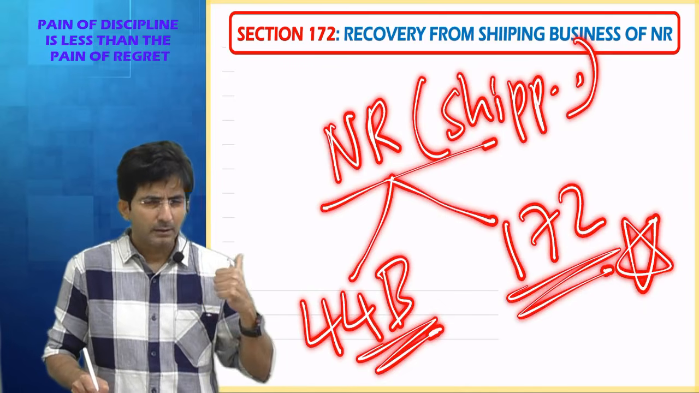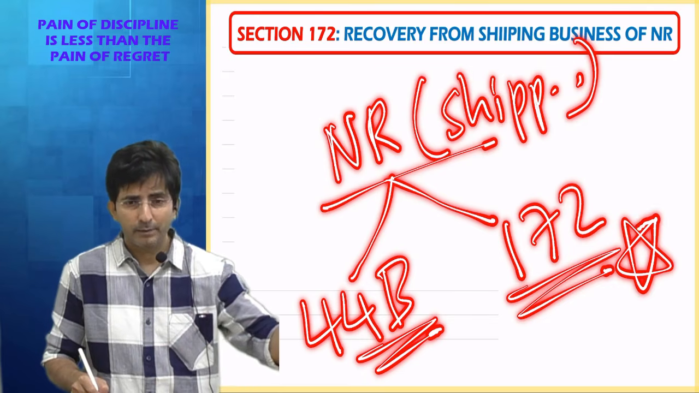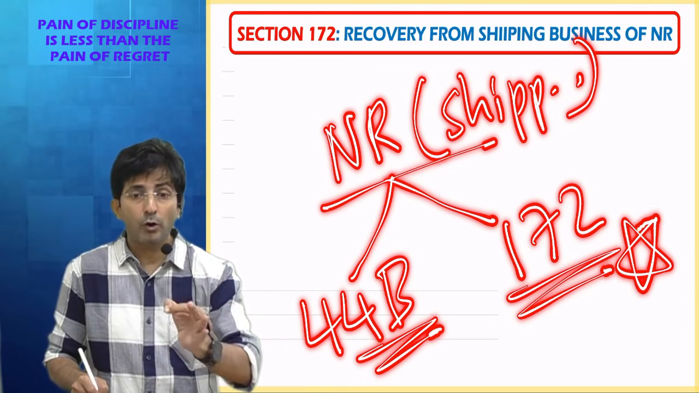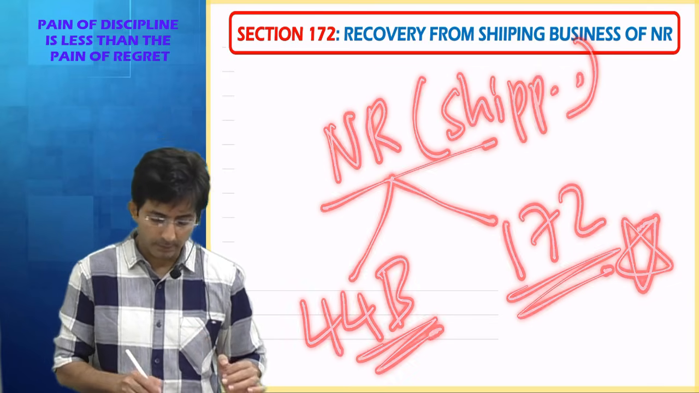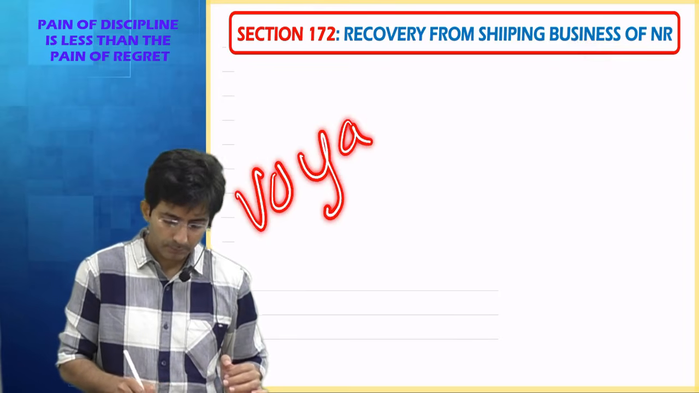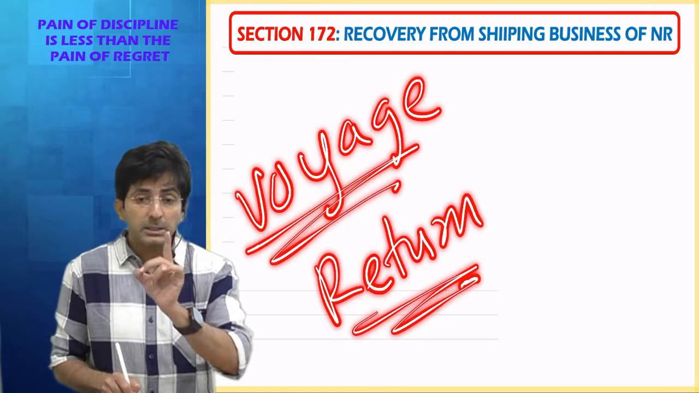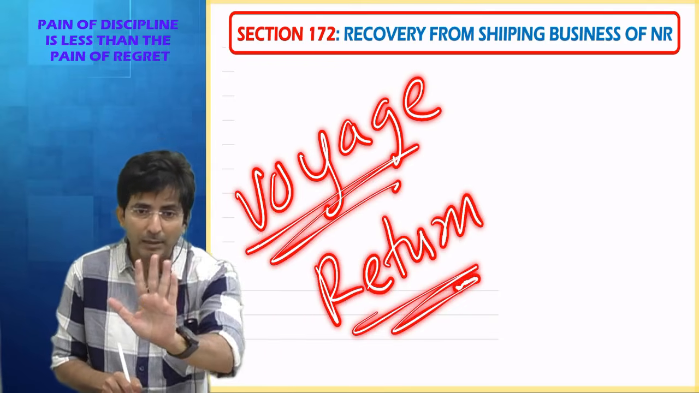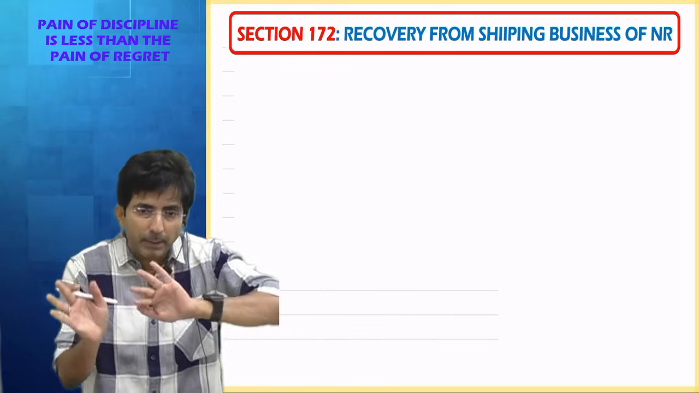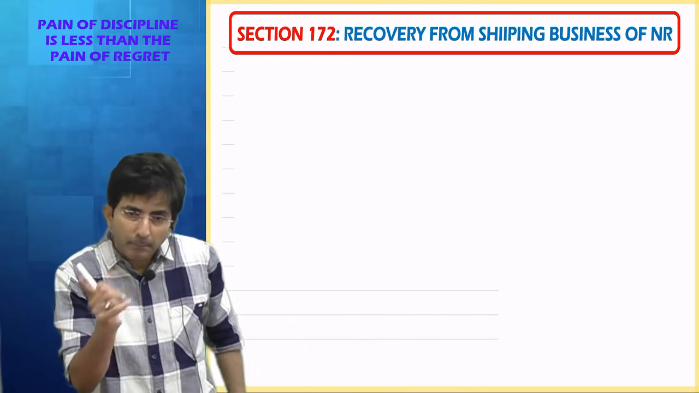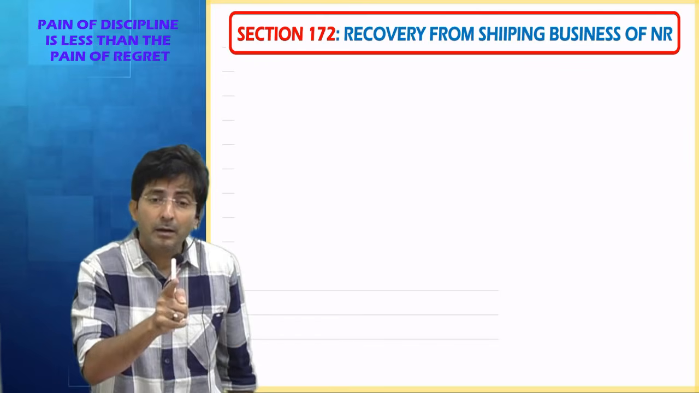Now look at this. You know what section 172 says? Whenever the ship departs from India, you have to file one voyage return. Which return? Voyage return has to be filed whenever any ship of a non-resident departs from India. Logic I will tell you. Imagine during the year the ship of the non-resident departed 3 times. 3 times it departed from India. Every time the ship departs from India, you have to file a voyage return.